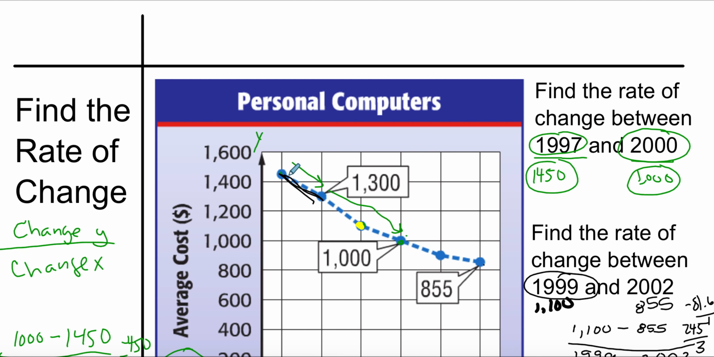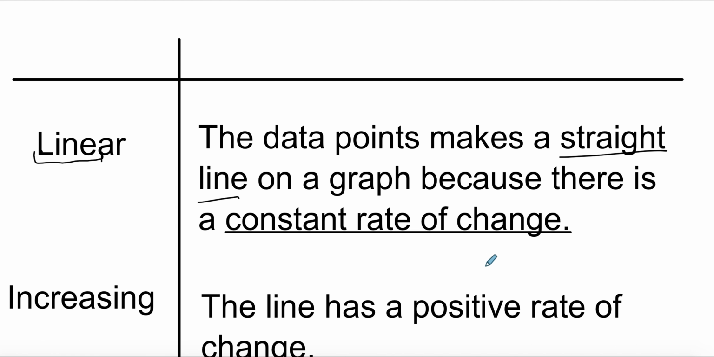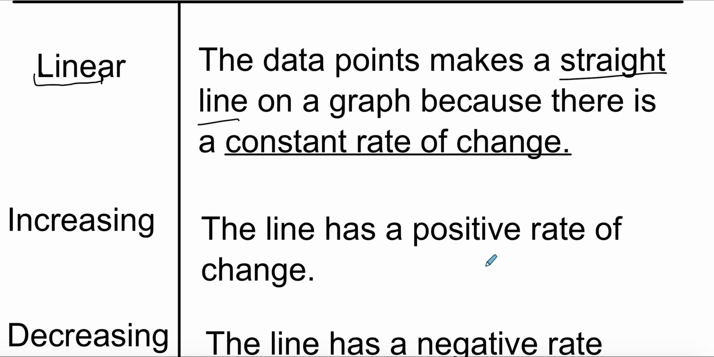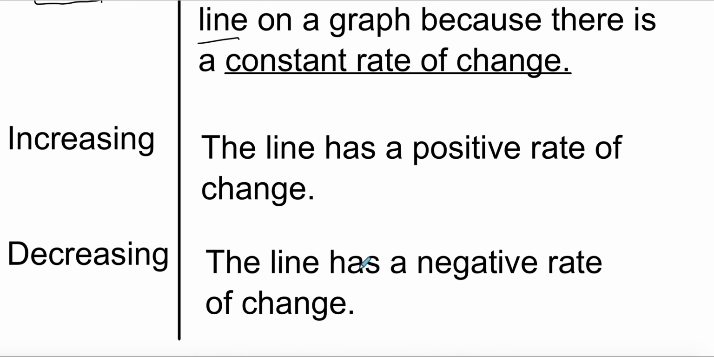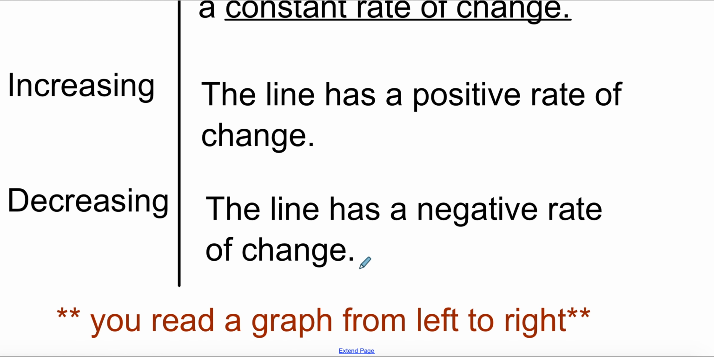If I flip back here to this one really quick, this was not a constant rate of change. That was different, different, different, different, different. What we're looking for to be linear is that it's a constant rate of change. They're all the same. When it's increasing, the line has a positive rate of change. It would be positive with a plus in front of it, no negatives. Just as in that last example, if it's decreasing, it's going to have a negative rate of change, and that's why that last one had a negative sign. What's important to know is that I read a graph just like I read a book, and I move from left to right.